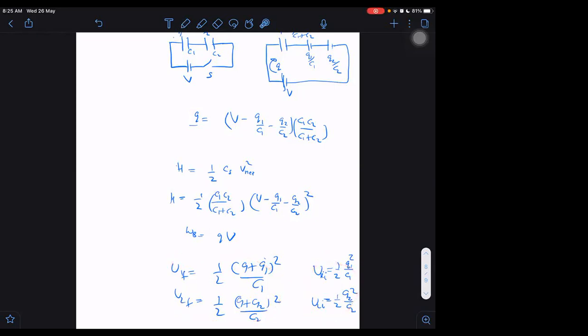Or another way will be work done by battery. This I am leaving as a task for you to determine whether these give us the same result or not. Work done by battery is equal to what? Heat energy dissipated plus change in potential energy. This is also a method to get this. So this is how we will do.